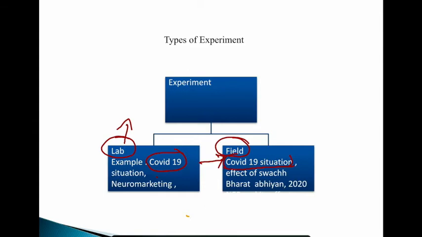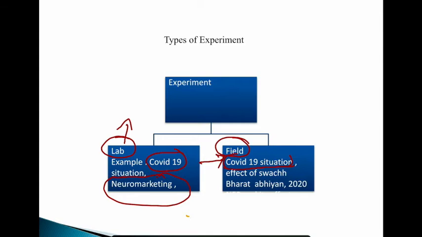So in the case of COVID-19, both kinds of experimentation are there, that is lab and field. Also, I've taken here an example of neuromarketing. This is an emerging field in marketing where we are studying the psychology of the consumer, and it is mainly through the brain.